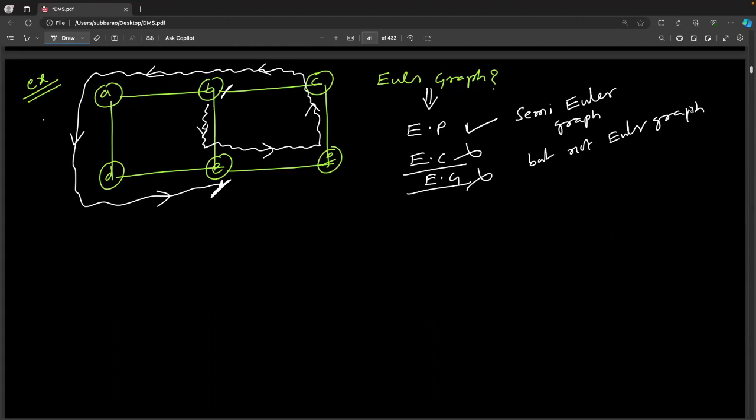Okay, can we go further? Someone is saying that if Euler path is not there, then Euler circuit is not possible. Of course, first of all, Euler circuit is a Euler path. Am I right? If Euler path is not there, is there any meaning of checking Euler circuit? How is Euler circuit possible without Euler path?